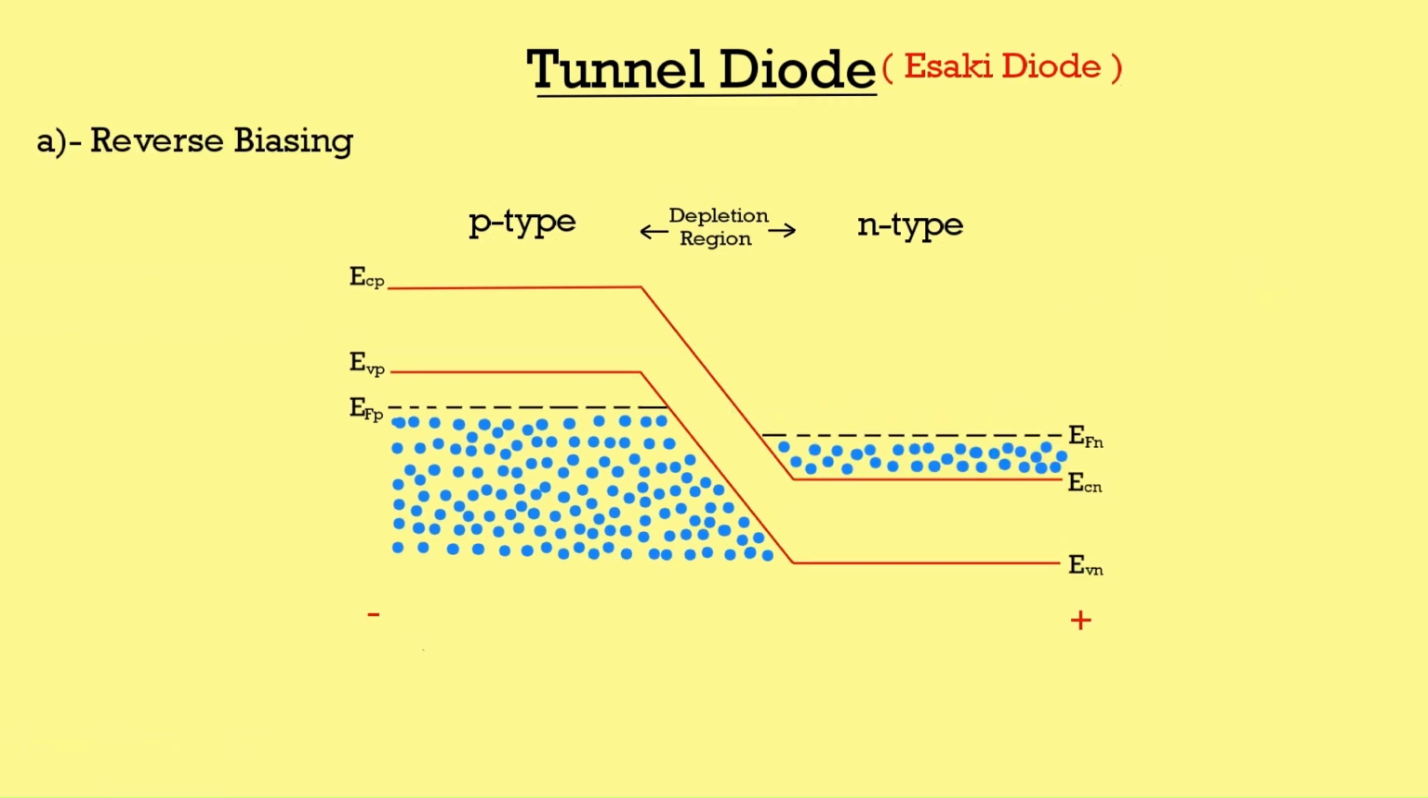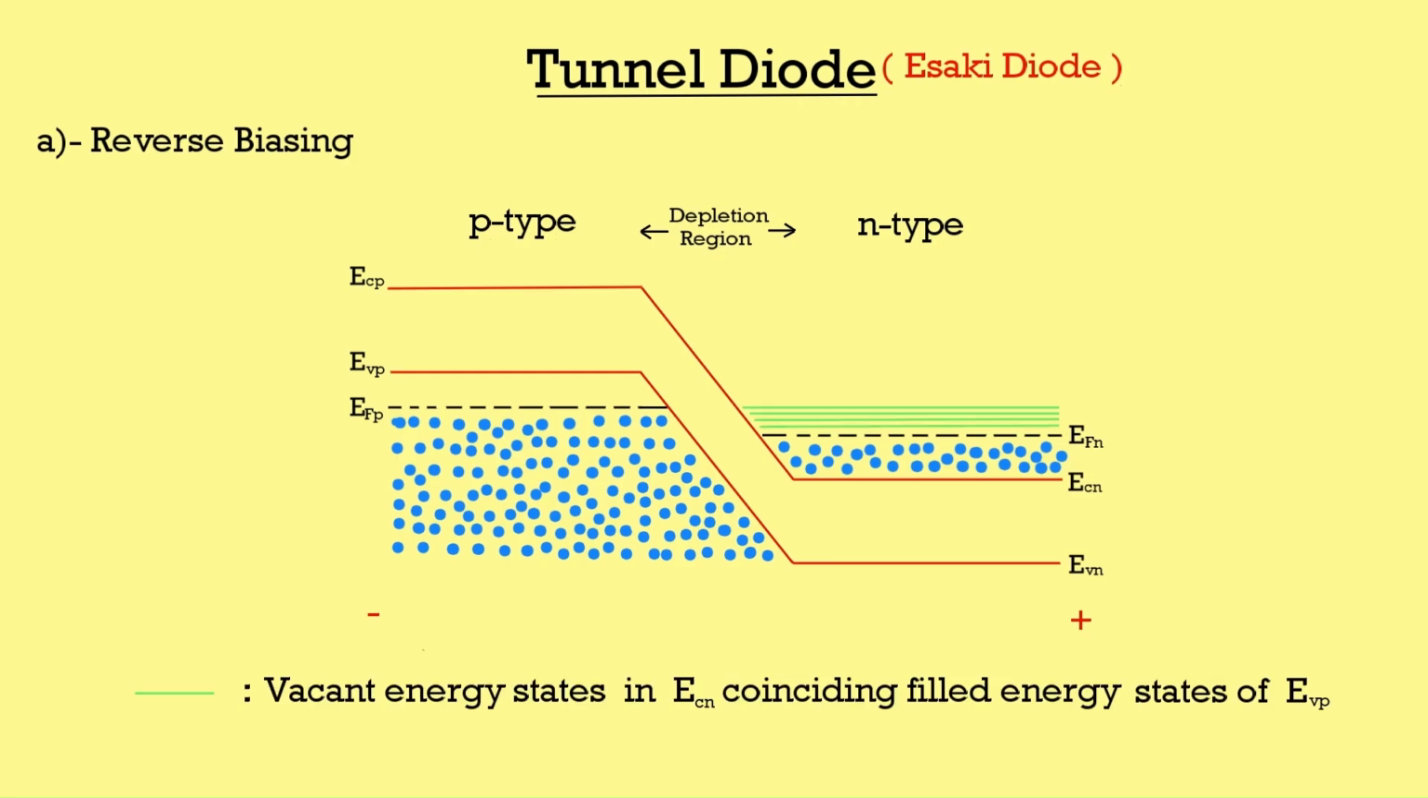First is the reverse biasing. In the reverse biasing, the Fermi energy level has been shifted downwards. As you can see, the Fermi energy levels in the p-type and n-type regions are not coinciding. But you can clearly see that there are vacant energy states in the conduction band of the n-type region which are directly opposite to electron-filled states of the valence band of the p-type region. This will ultimately result in electron flow from the valence band of the p-type region to the conduction band of the n-type region. Electrons are flowing from p-type to n-type, and the conventional current flow will be from n-type to p-type.